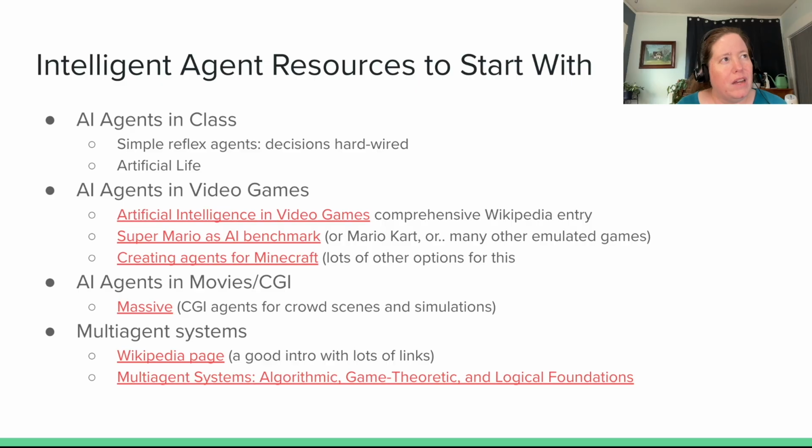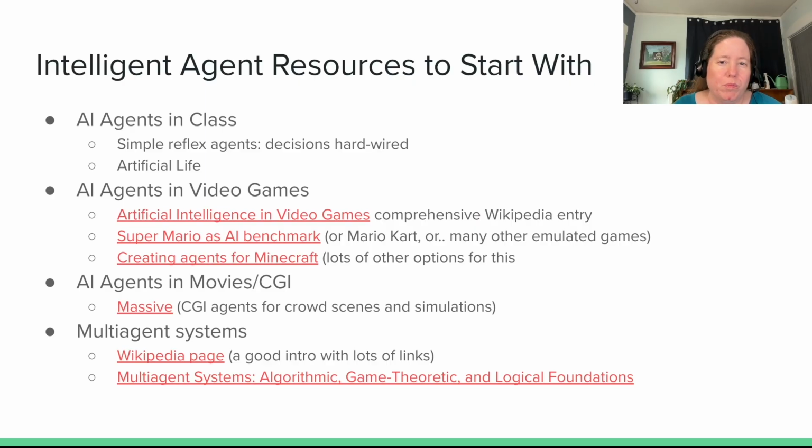So I have a couple of resources here to start you off, and you will have a copy of these slides so that you can actually use these links. We will look at simple reflex agents in class, and then we'll gradually build more complex agents as we go forward and look at additional topics.